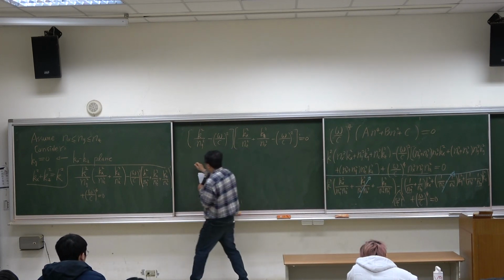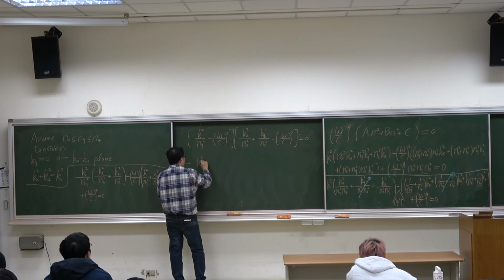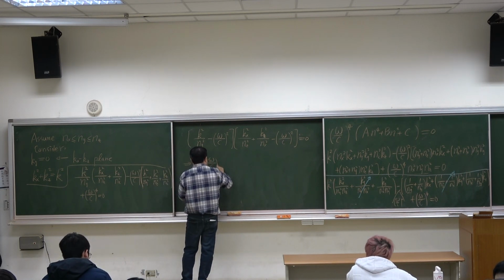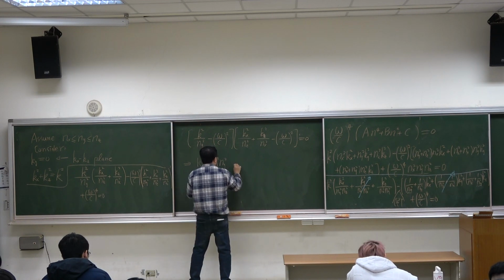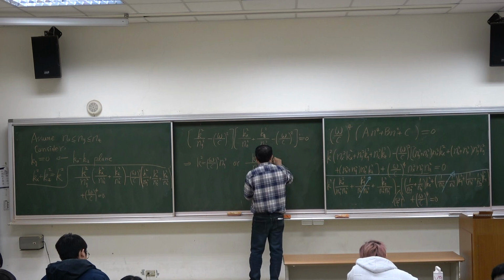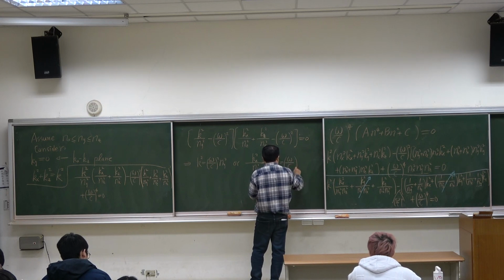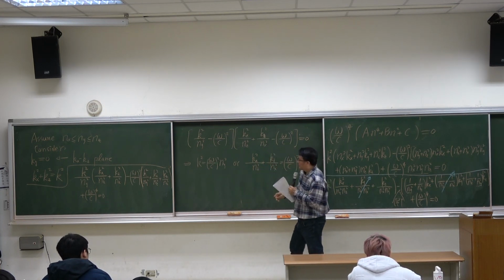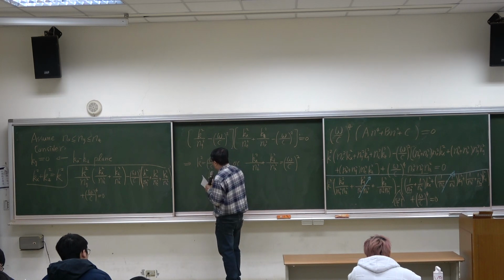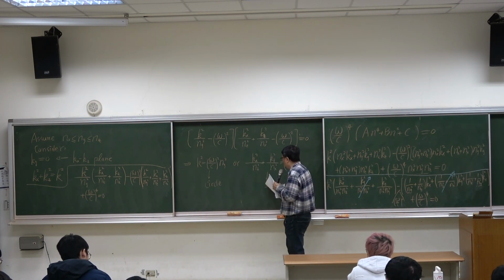So this implies that this gives us a solution k squared equal to omega over c squared times ny squared, or kx squared over nz squared plus kz squared over nx squared equal to omega over c squared. Okay. So this gives us a circle, and this equation gives us an ellipse.